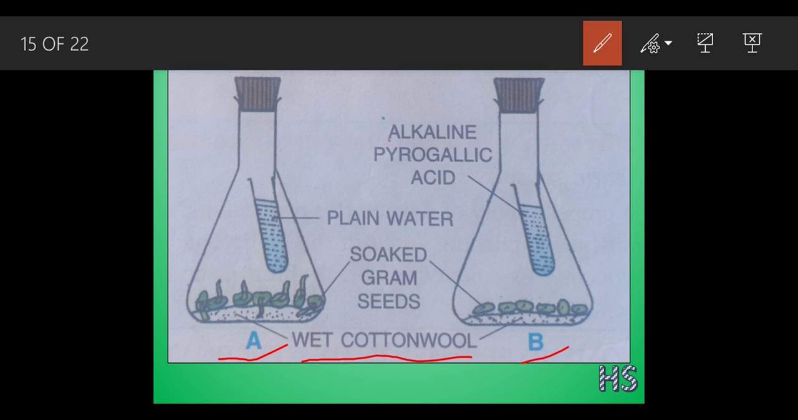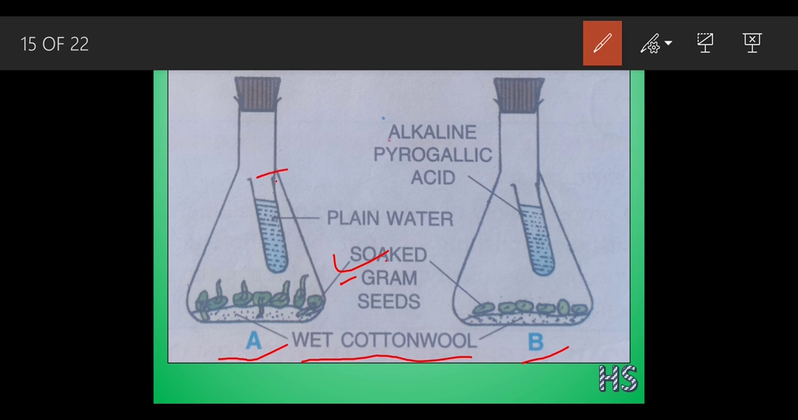Okay, and the seeds have been kept, which have been perfectly soaked. The seeds are not dry, so the seeds are perfectly soaked up. Now there is a test tube which has been inserted inside this flask. How has it been inserted?